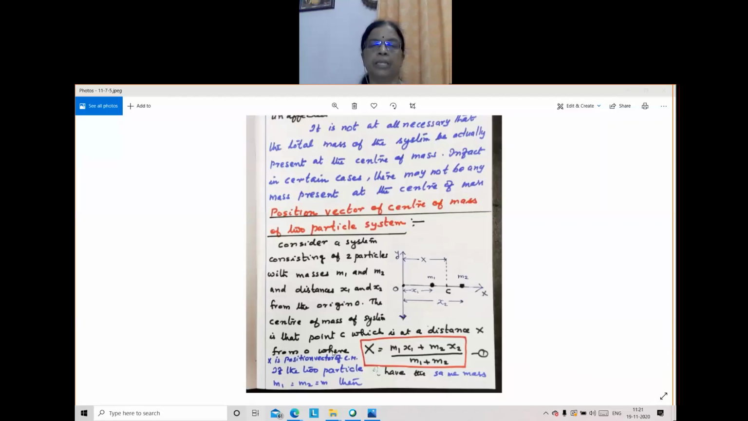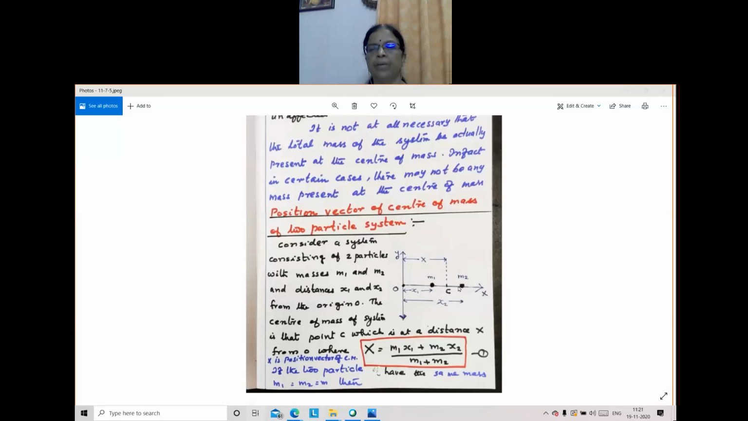So this derivation is a 2-mark question: derive the expression for the position vector of center of mass. If such a question comes, what will you do? First you have to draw a diagram and show the two particles in the system, kept along the x-axis, and mark their distances x1 and x2. Then mark a point somewhere in between, and that distance is marked as x. We don't know whether it is the center or not.